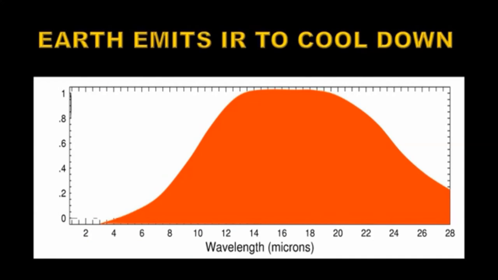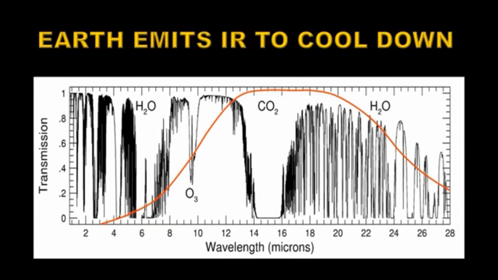The Earth emits infrared radiation in order to cool down, and because of the range of temperatures that the Earth emits, most of the cooling goes on between 10 and 24 microns in wavelength. This is in the infrared. So there's the outline of that emission profile, and this is the absorption spectrum of the Earth's atmosphere. And you can see right in the middle of that there's a band that is carbon dioxide.